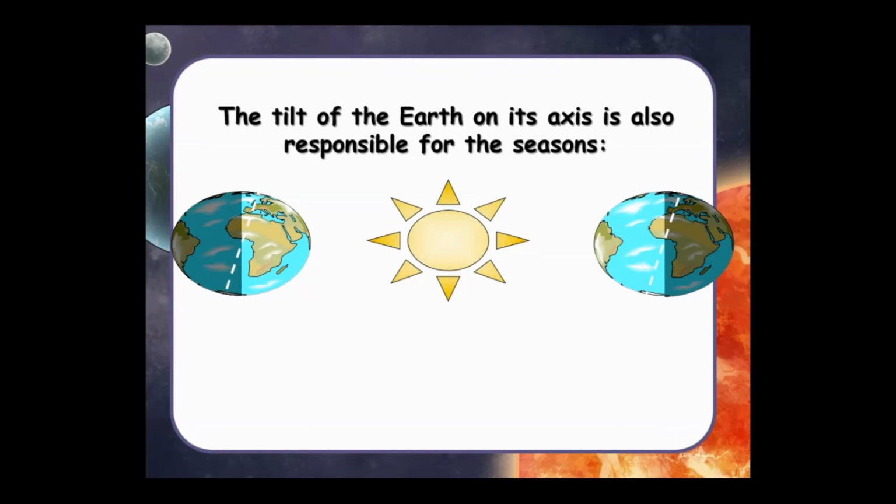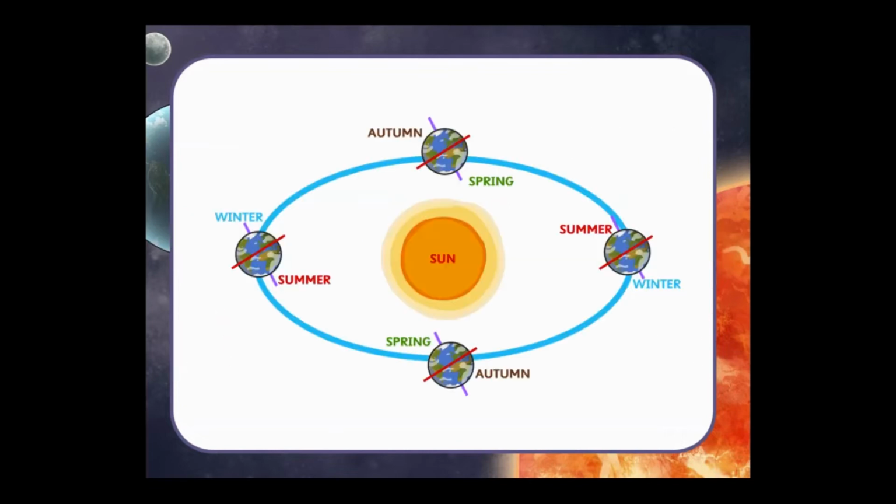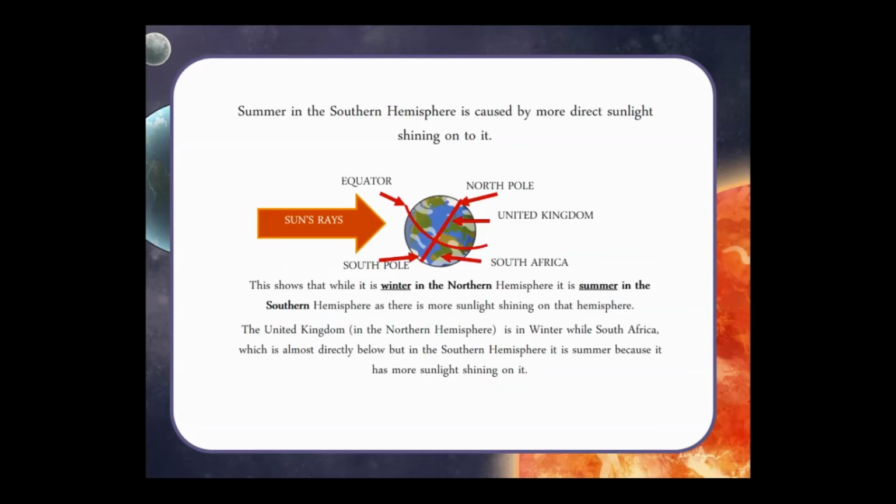Let's see how the tilt of the Earth on its axis affects the 4 seasons. You'll find here, for example, this is the axis, okay, of the Earth, and it's spinning anti-clockwise. And these are the sun rays. Look at the North Pole and the South Pole. Which is closer to the sun rays now? Yes, it's the South Pole. So at this position you'll find that the South Pole will be summer and the North Pole will be winter.